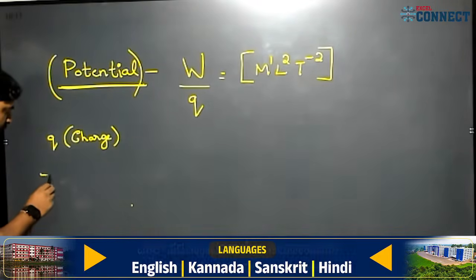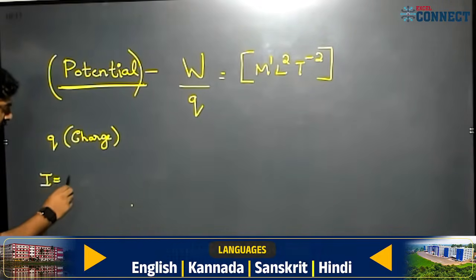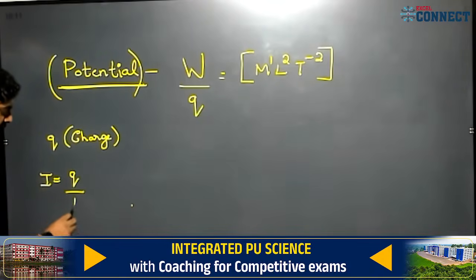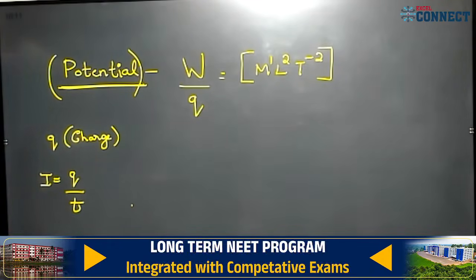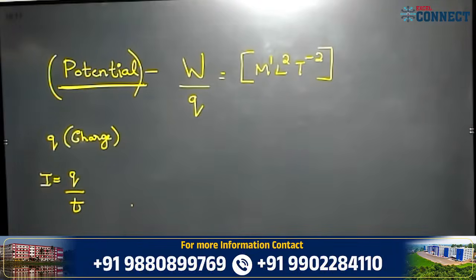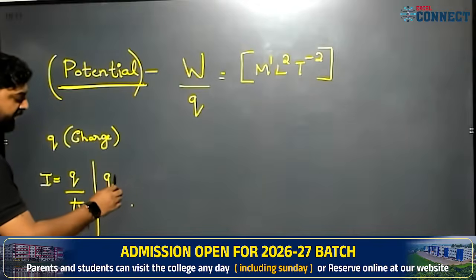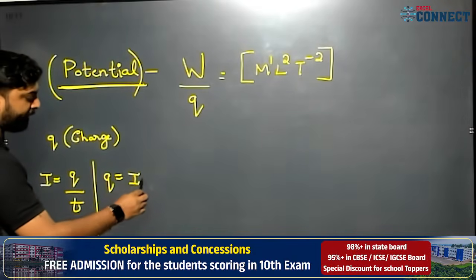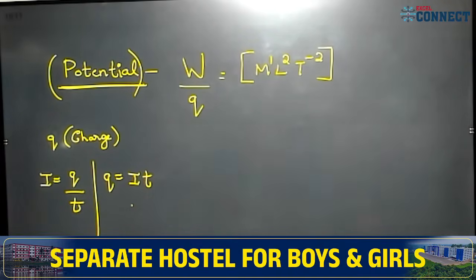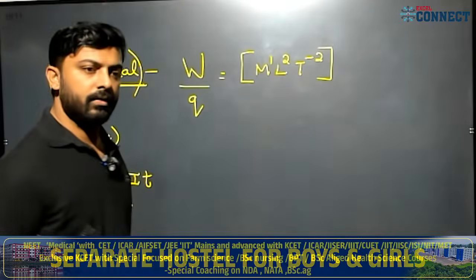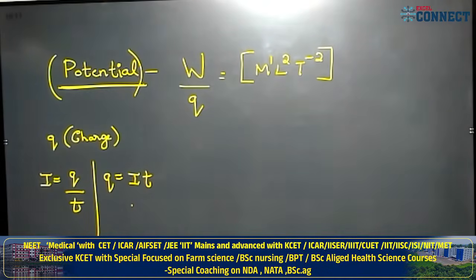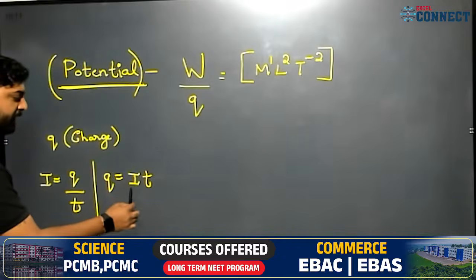We have a formula for current. What is current? Q by T, right? Then what will be charge? Charge is equal to current into time.